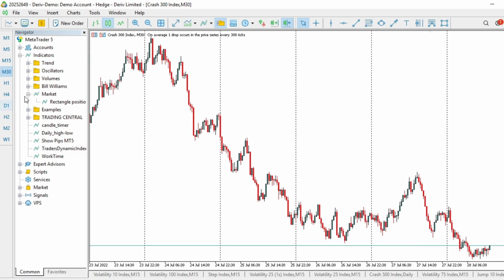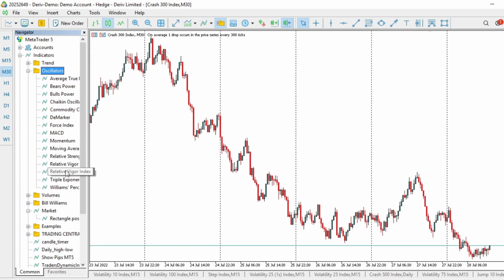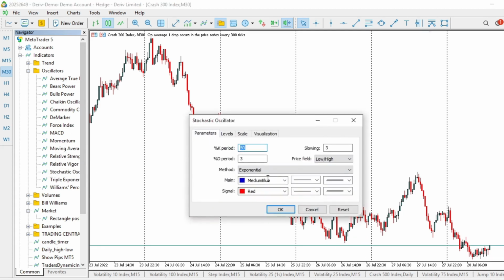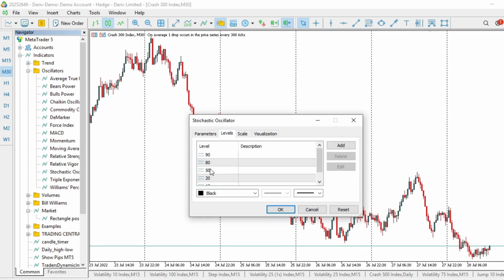So now this is what I'm going to do. We are going to add an oscillator, a stochastic oscillator. For the stochastic oscillator, the percent K period is going to be 50, the percent D period is going to be 3, slowing is going to be 3, price field low/high, then method exponential. The main is going to be blue, the signal is going to be red. Then the levels, we're going to add level 90, level 80, level 50, level 20, and level 10.